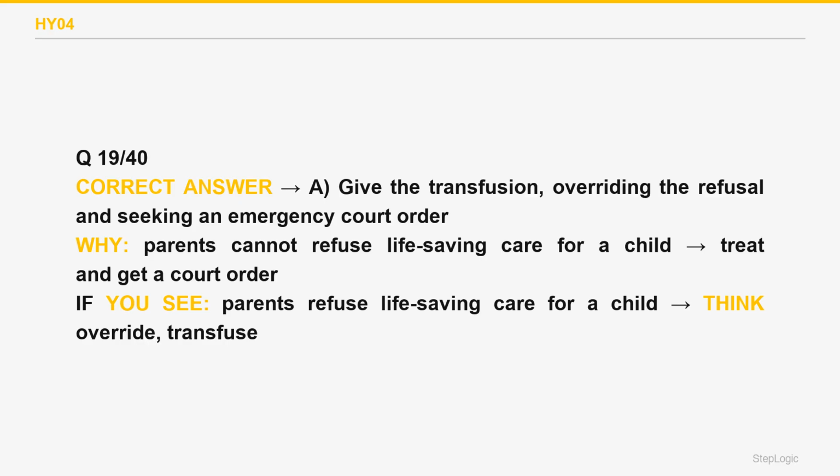Respecting the refusal is appropriate only when a competent adult refuses for himself. It does not extend to letting a child die. Choice B wrong. A 5-year-old is far too young to consent, so waiting for the child to decide is not an option. Choice D wrong. Give the transfusion and seek a court order.